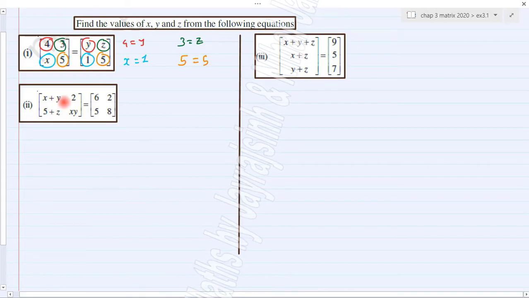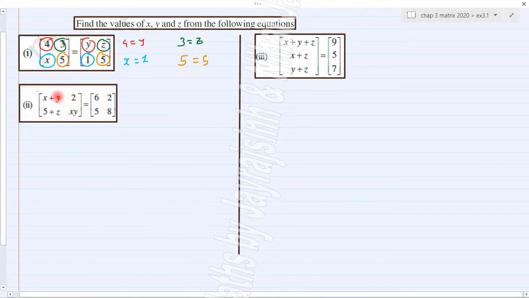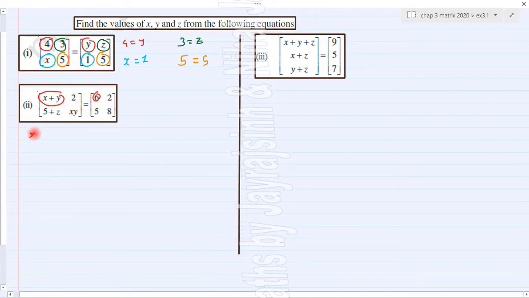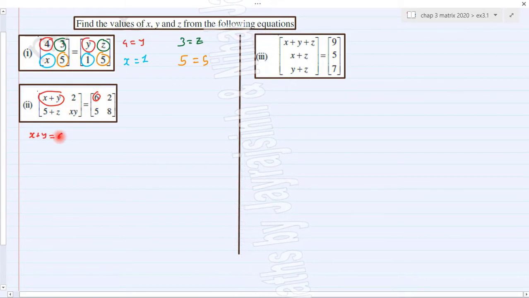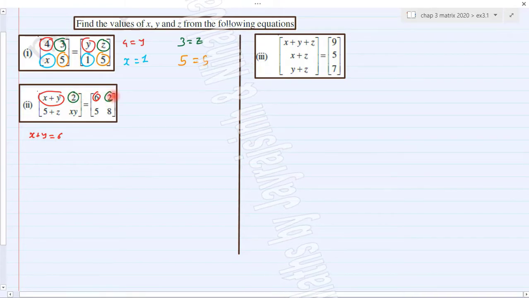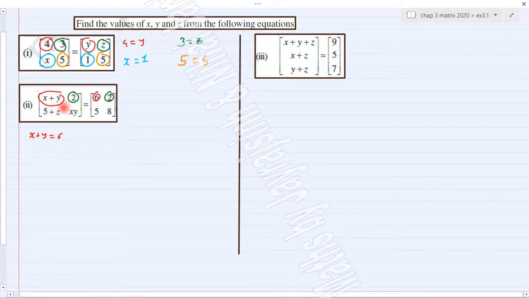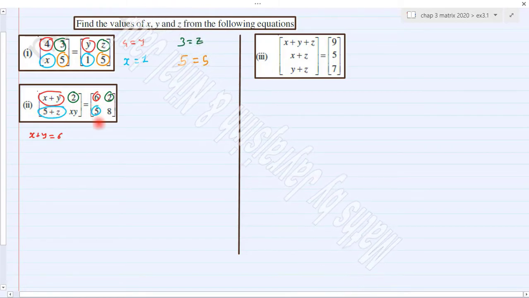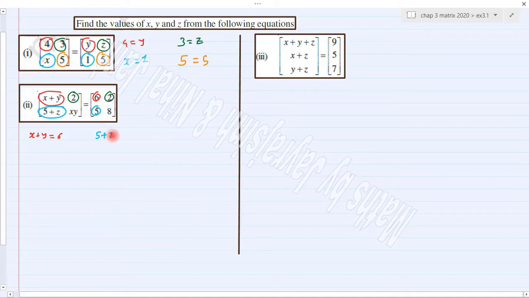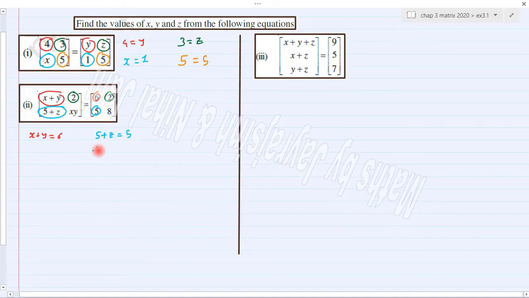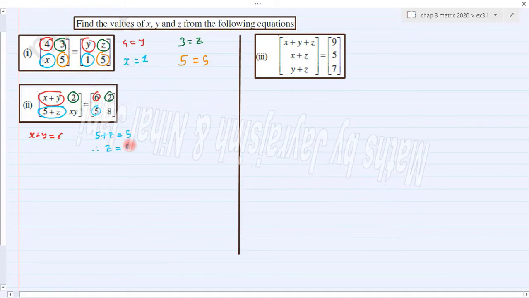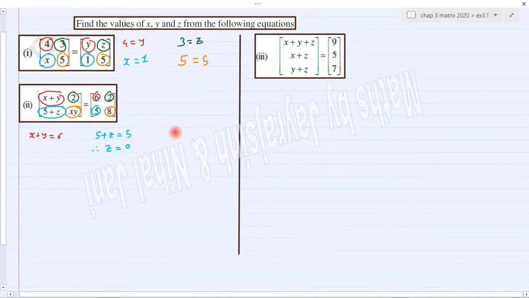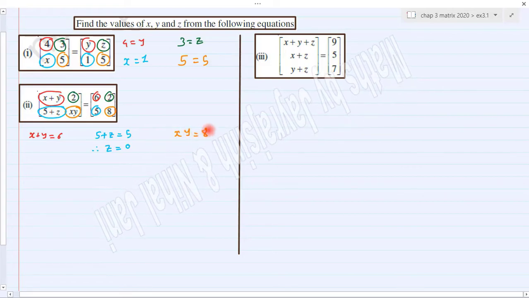To solve the second matrix equation, let's compare the respective elements. Your x plus y must be equal to 6. So let's write down x plus y equal to 6. Then 2 must be 2, which is quite obvious. And 5 plus z must be equal to 5. So 5 plus z is equal to 5 will give us the value of z, which is 0. And your last element is xy and 8. So both must be equal to each other.